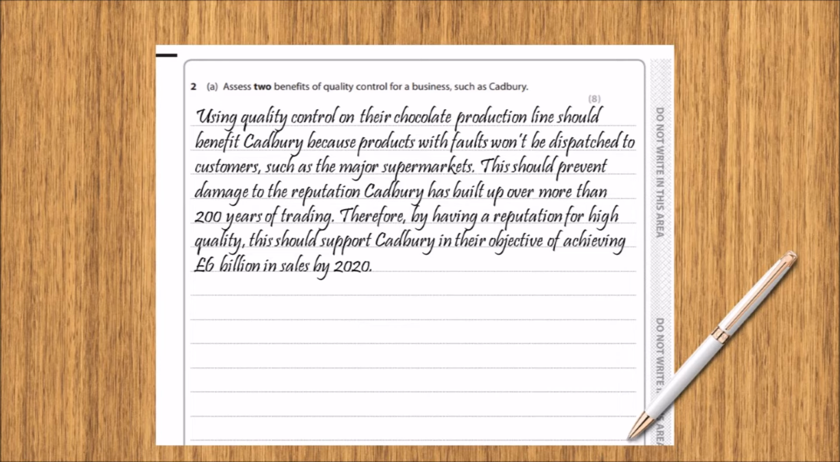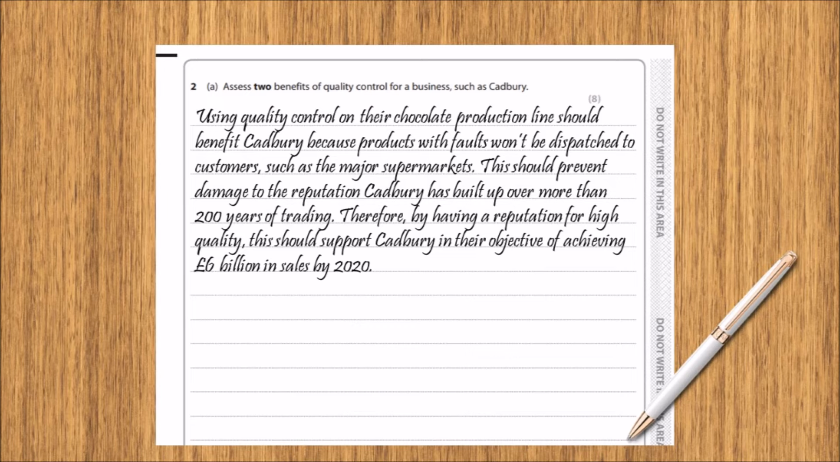So we've talked about how we can build up this chain of analysis. We can keep it going for longer. We can really explain this idea. Cadbury's won't be sending products out with faults to them. But why is that good? What does that lead to? What does it mean? But we want to try and reflect on that point.